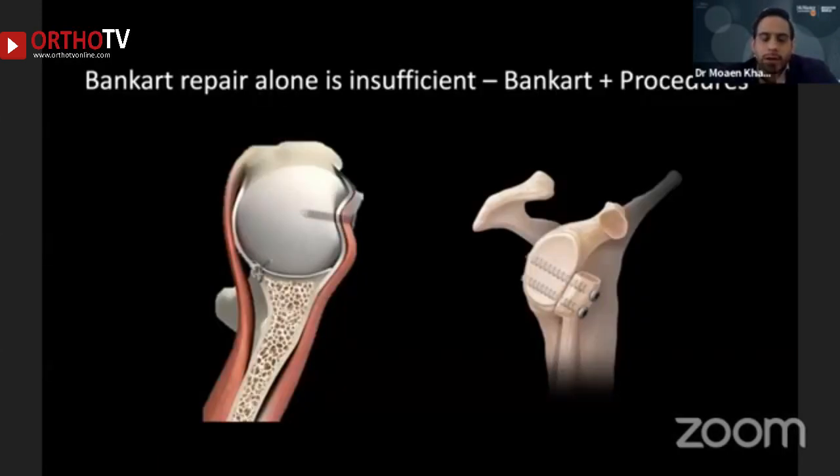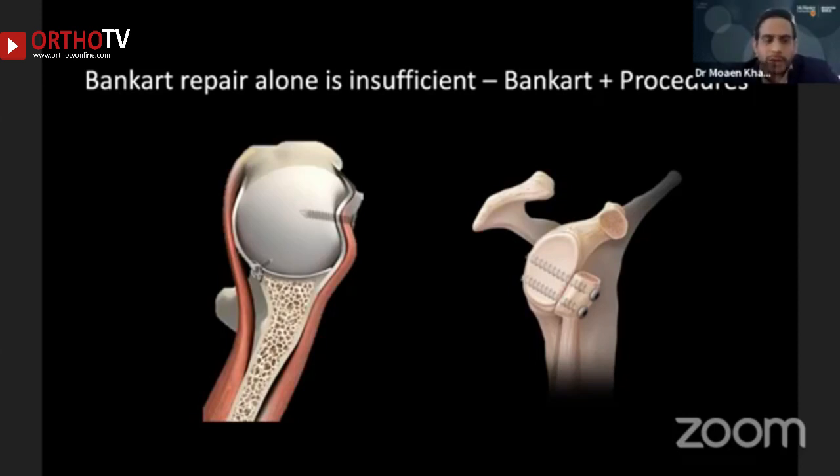So what are our treatment options for these patients that have bipolar bone loss and some degree of subcritical bone loss or some mild bone loss? I think we have now recognized that Bankart repair alone is likely insufficient in these cases, and we really should be doing a Bankart plus procedure.